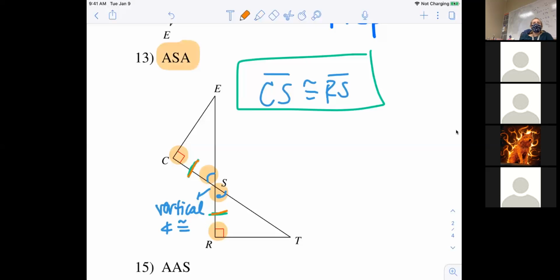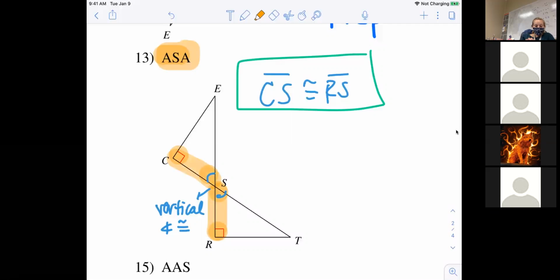Why couldn't you pick a different side? Great question. So Caleb's asking, why couldn't I pick a different side? Why did it have to be CS and RS? Okay, the reason is it told me it wants ASA, so I want the side in between the two angles. So if these are the two angles that are given to me, I want the side that connects them. So that's CS. I want the side that connects them, which is SR.